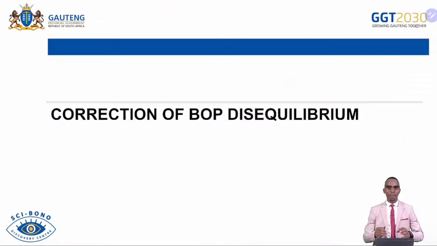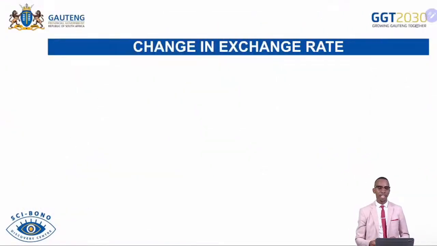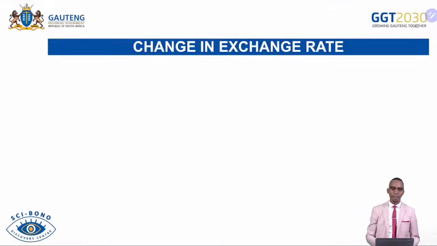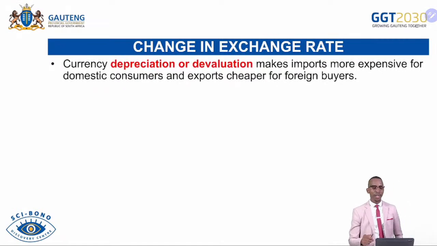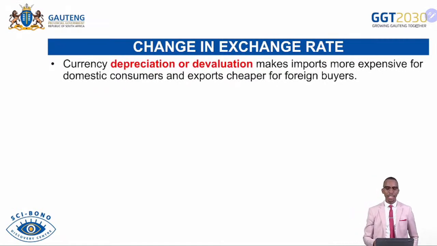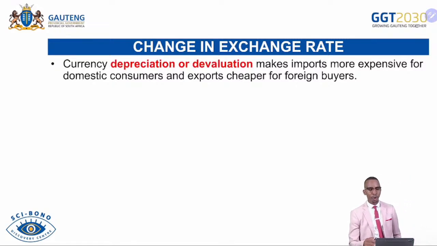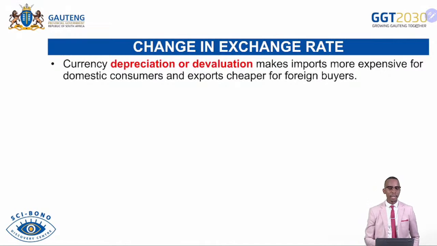And then we spoke about having the BOP deficit, BOP surplus. All right, now, how do we correct the disequilibrium? There are some measures taken by the government. So we talk about the change in exchange rate. We know that the currency can appreciate and depreciate, and that can make imports more expensive for domestic consumers and exports cheaper for foreign buyers.